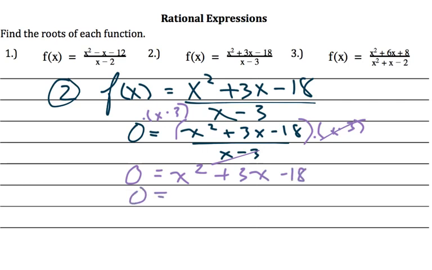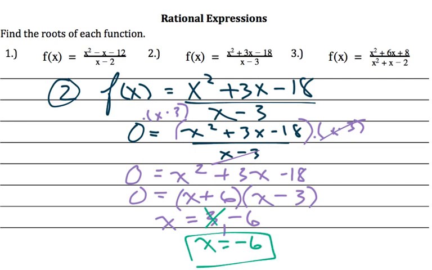Looking for the factors of negative 18 that add up to positive 3, and so that would be positive 6 and a negative 3, which means that x can be either 3 or negative 6. But if I look up at this equation, can x be 3? It cannot, so we'd have to get rid of this solution and just simply say x is negative 6.